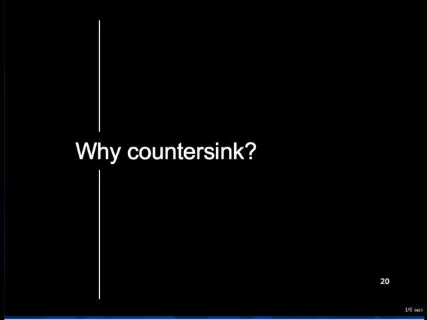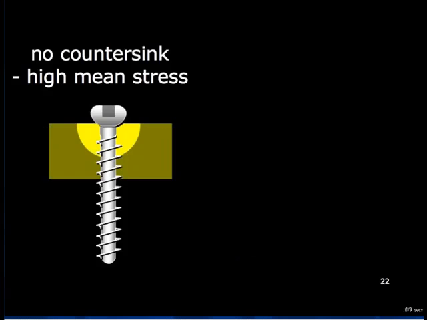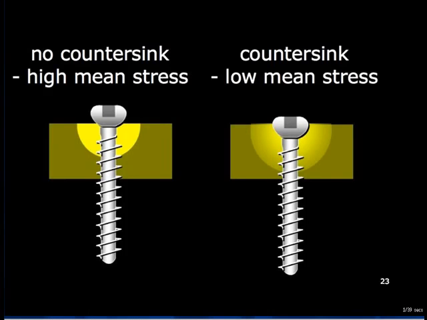Why should we countersink the cortex beneath the cortical screw head, the cis cortex? You will recall that stress is the force applied divided by the area over which the force is applied. The smaller the area, the greater the stress on the bone. If we fail to countersink the cortex, the area of compression is small and the stress high. This risks failure of the bone. If we countersink, the area is increased and the stress reduced.